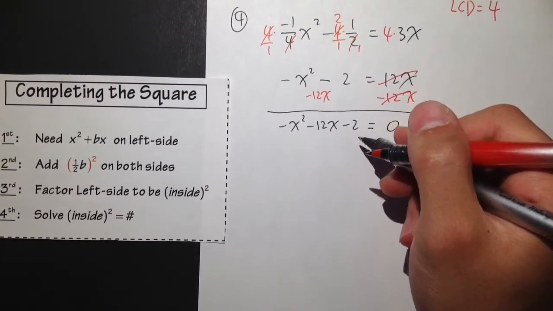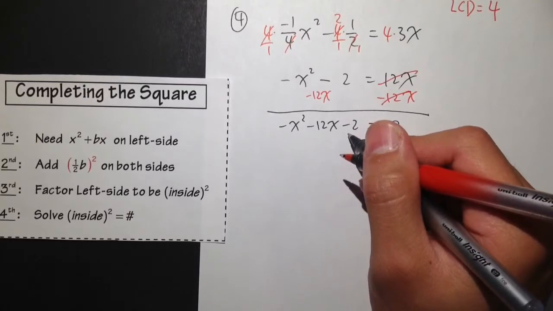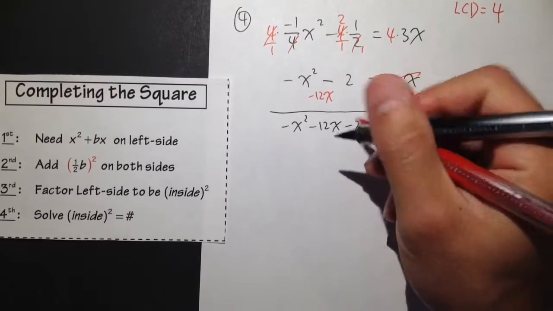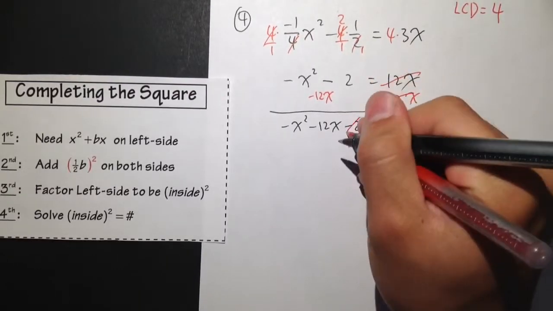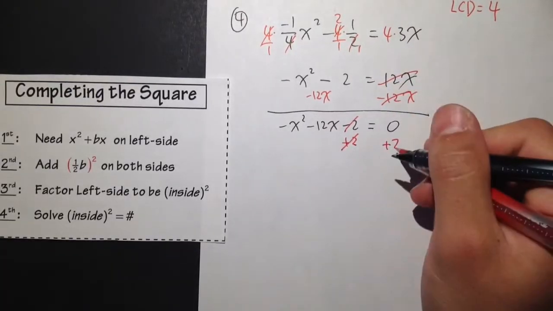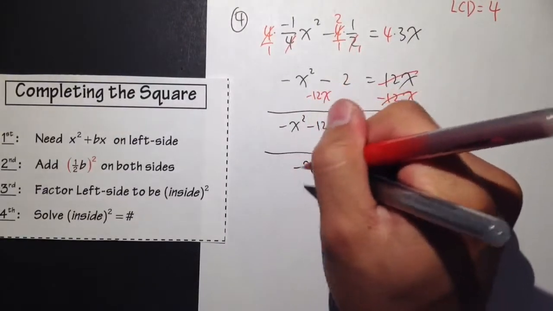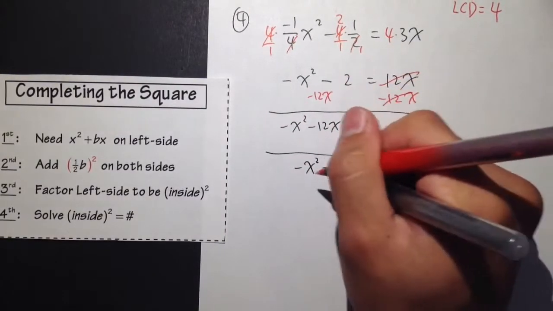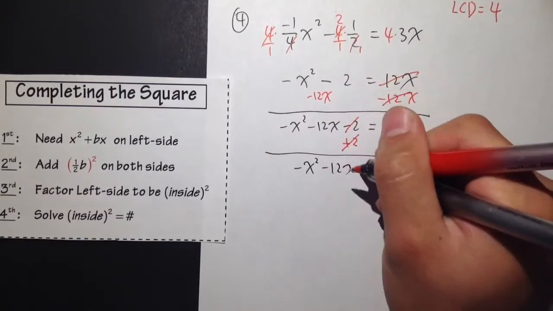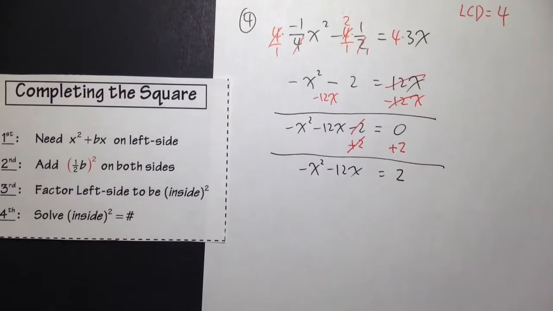But this negative 2 is not what we want to be on the left hand side. I want to kick the negative 2 to the right hand side. We are going to add 2 here to get rid of this 2, right? So add 2 here as well. I have negative x squared minus 12x, and that equals positive 2.